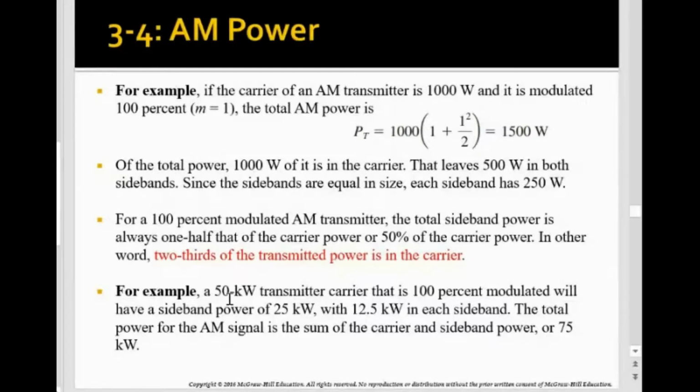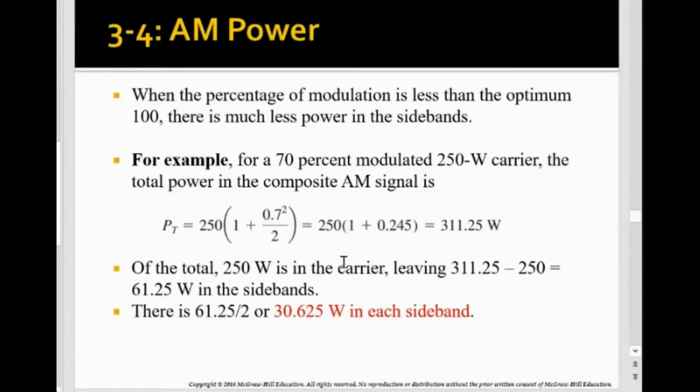So we have a 50 kilowatt transmitter carrier. So this is only the carrier, 50 kilowatts. Half of this is for the sidebands, meaning 25 kilowatts. Each sideband has only 12.5. The total power for the AM signal is the sum of the carrier plus the sidebands, meaning 75 kilowatts.